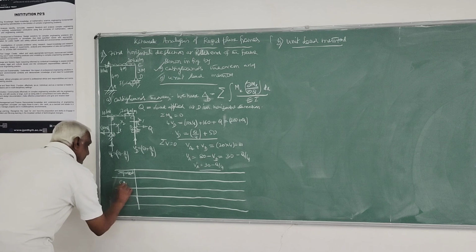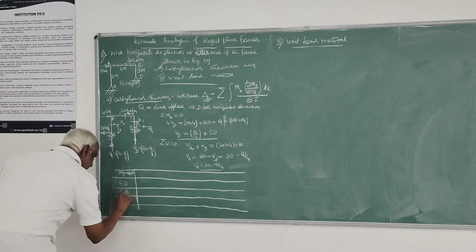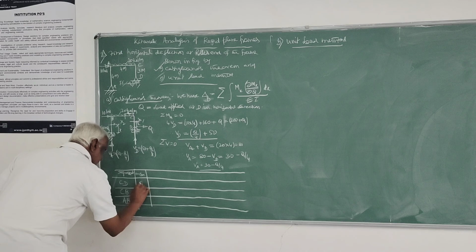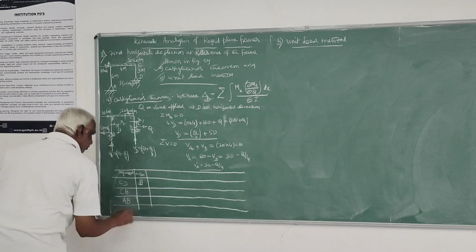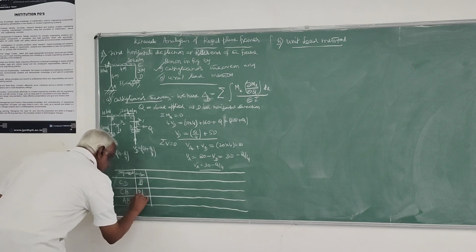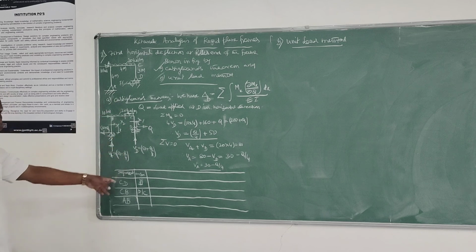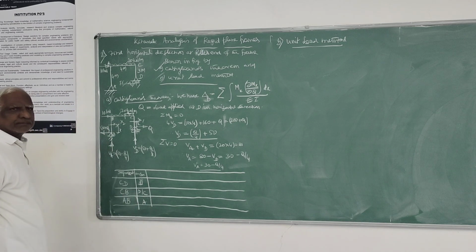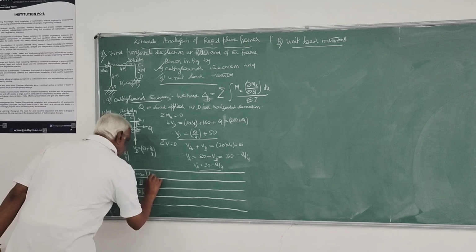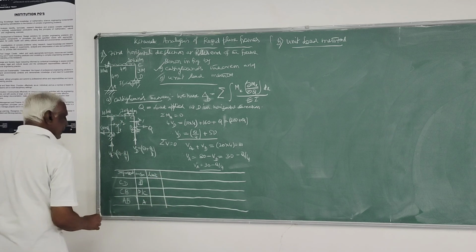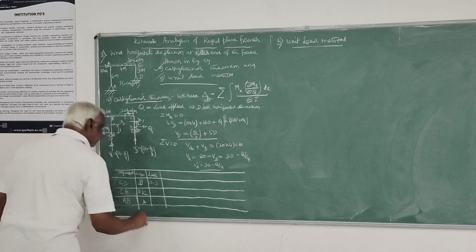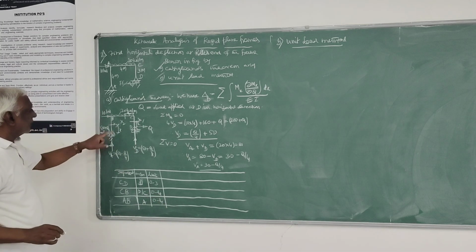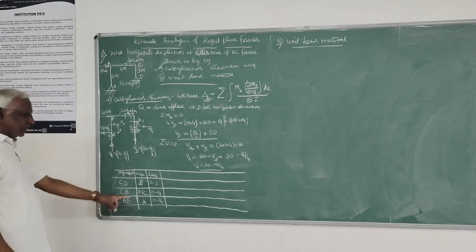So 3 segments: CD, then CB, AB. For CD, we are taking D as the origin. For CB, either D or C, you can take either one, both are same for measuring the distance. And for AB, I will take A as the origin. Then the integration limits: for DC, 0 to 3. For CB, 0 to 4. For AB, 0 to 4. Because this is 4 meters, 4 meters, 3 meters. That you have to take right.